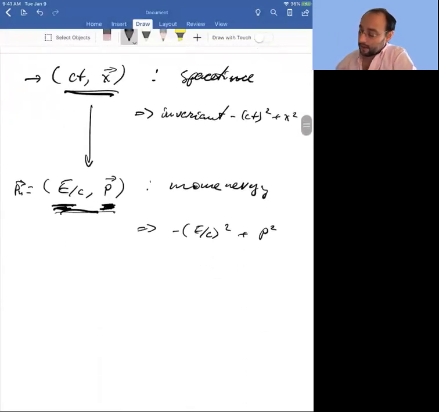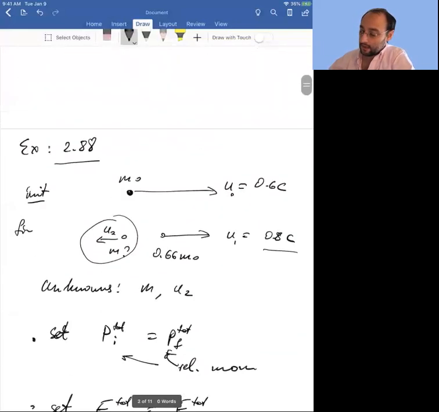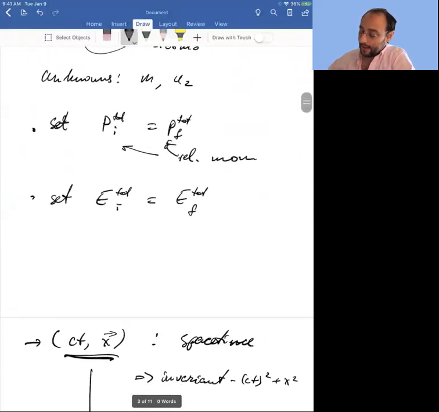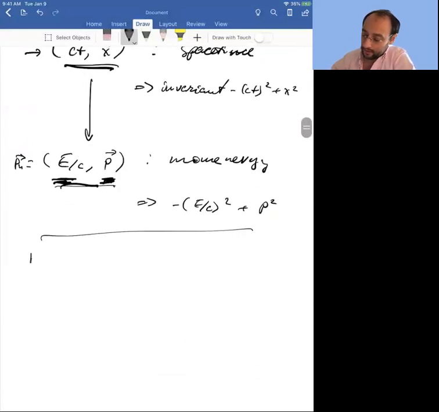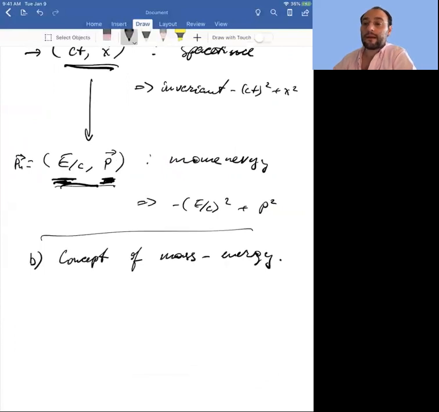Okay, and the other thing that we discussed is this concept of mass energy. So this is A. I gave you an example. I connected it to this general idea. And now the second concept is the concept of mass energy. Let me repeat. Let me maybe make it clearer to get across the idea of mass energy. Although I think that you probably understood fairly well, but I want to reiterate this idea.